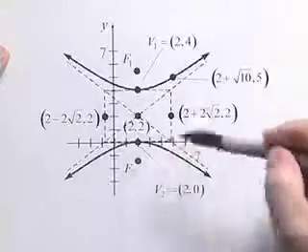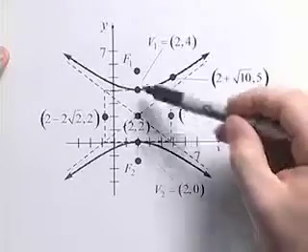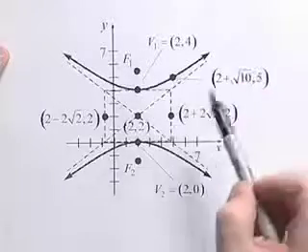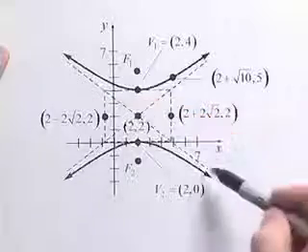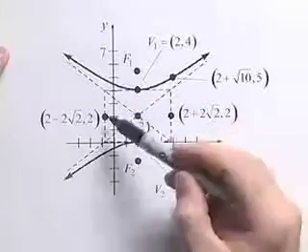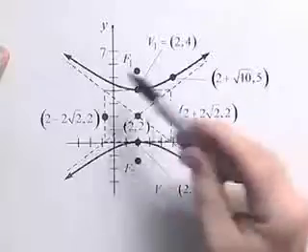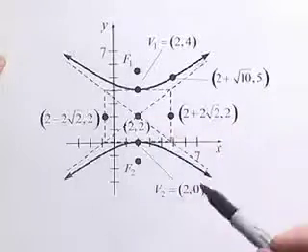Here's our hyperbola. We've plotted our 2 vertices, V1 and V2. We have our 2 foci plotted, and we have our asymptotes plotted. And here's our center. We have 2 additional points that we use to make our rectangular region here to get our asymptotes in our plot. And there's a graph of our hyperbola.